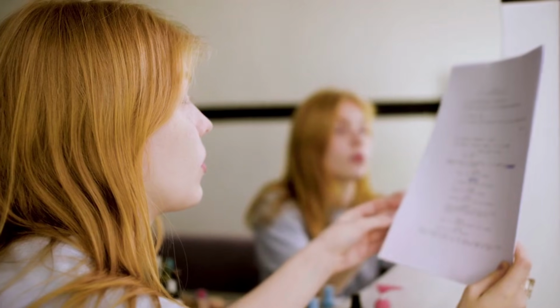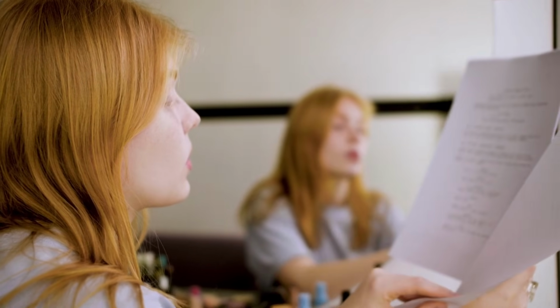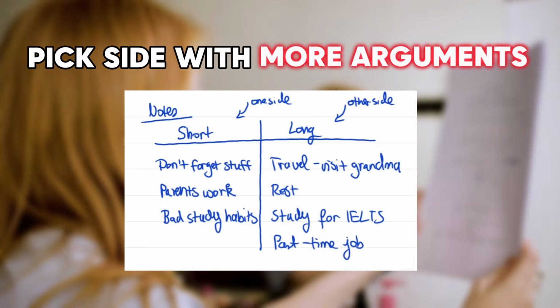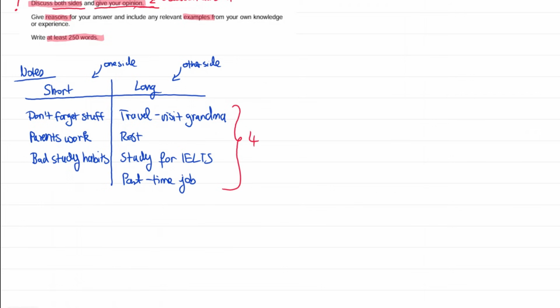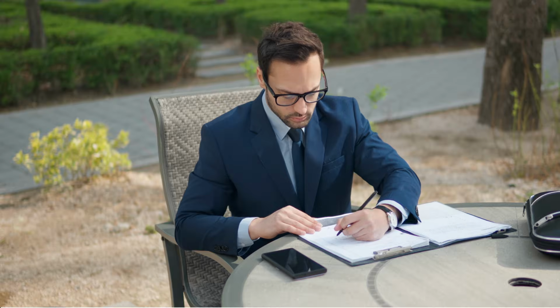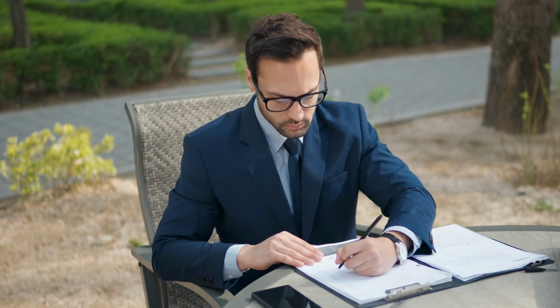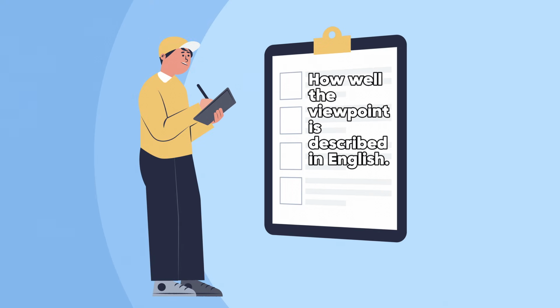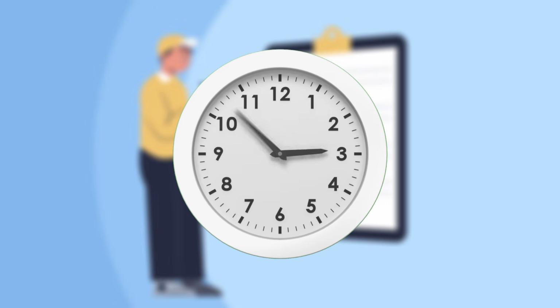You will need to state your opinion in the essay, and it's smart to pick the side for which you can find more arguments. I don't really care if vacations are short or long, but I have more options for long, so I will write about that as my preference. Note that you aren't scored on a correct answer. You're scored on how well you describe your viewpoint in English. Either side is fine, so don't waste time choosing.